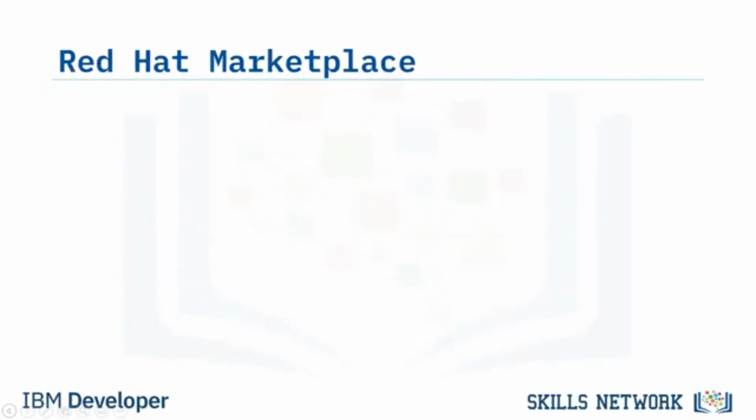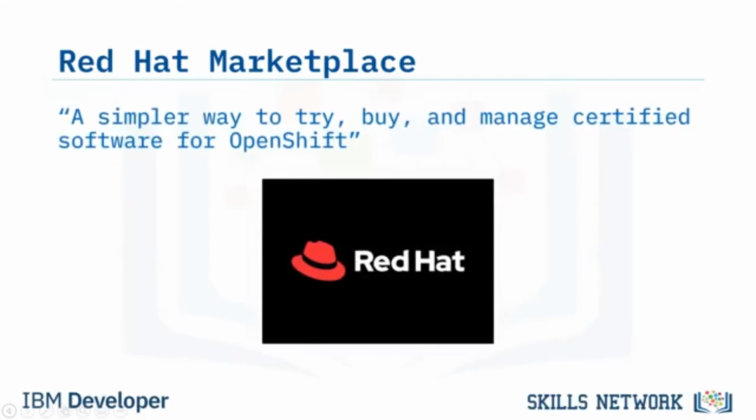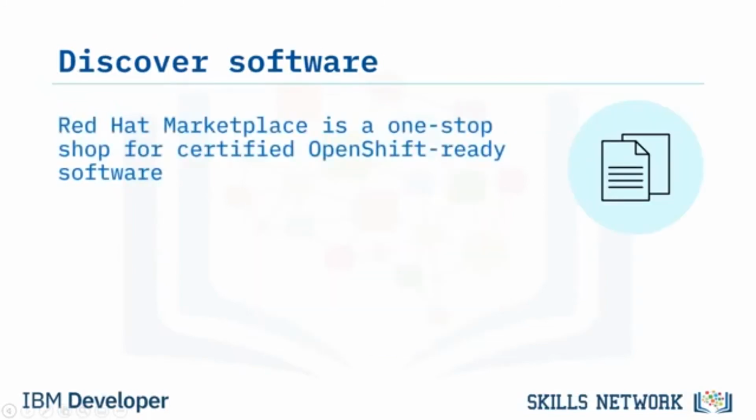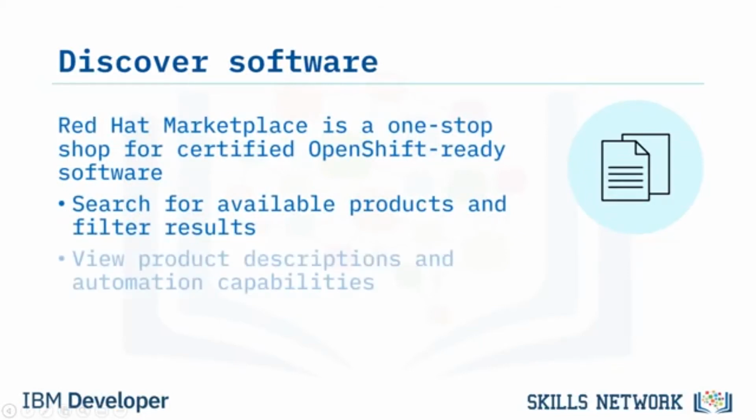According to its website, Red Hat Marketplace is a simpler way to try, buy, and manage certified software for Red Hat OpenShift. How does Marketplace work? Red Hat Marketplace provides a one-stop shop for software certified to run on Red Hat OpenShift. You can search for available products and filter the results based on multiple categories. Each product includes information about the software's automation capabilities, such as whether the software performs installations, seamless upgrades, or other software lifecycle tasks.